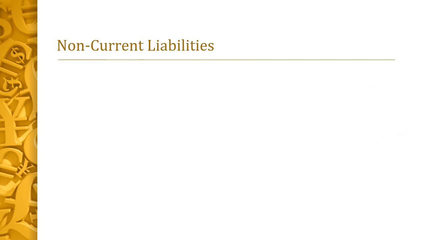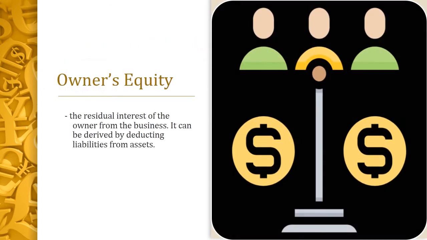Now for non-current liabilities, loans payable. These are loans payable whose terms are for more than 1 year. Mortgage payable is the same. Mortgage payable usually has terms longer than 1 year. So we consider them under the non-current liabilities.